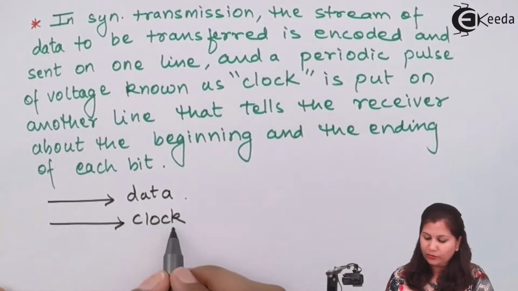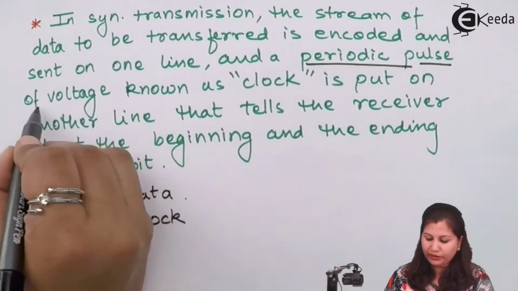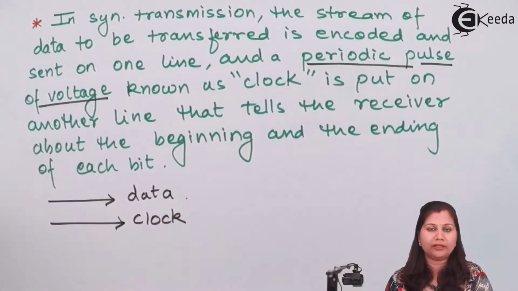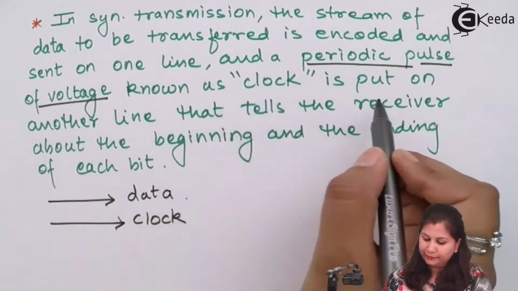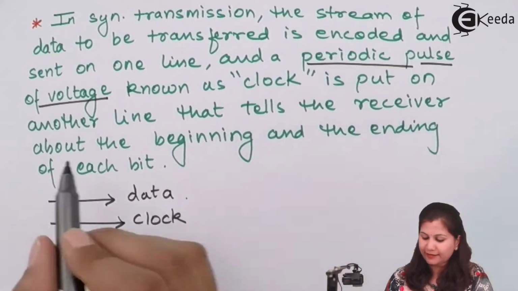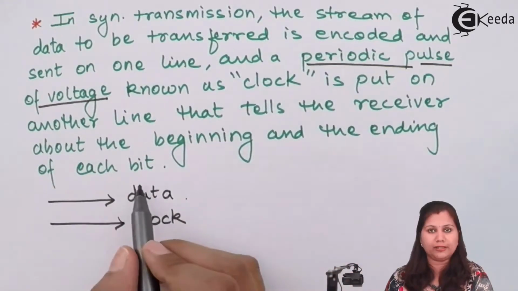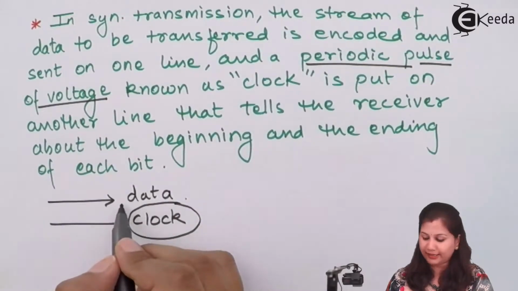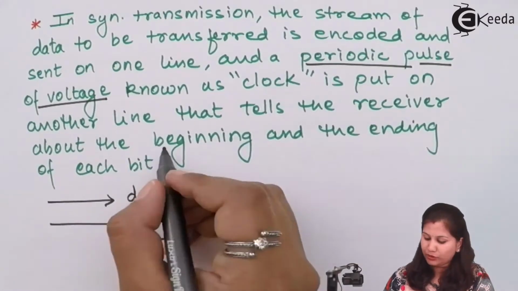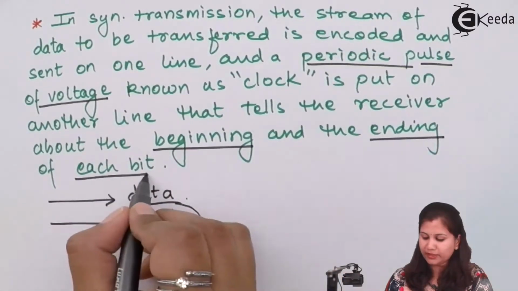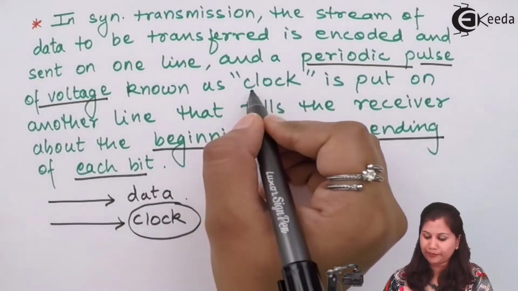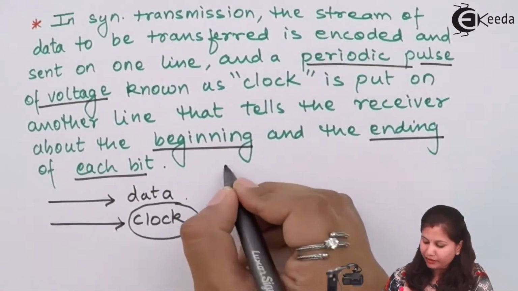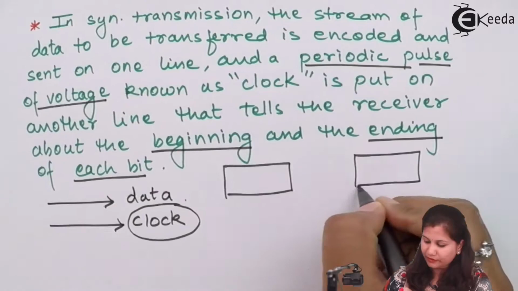This clock is a periodic pulse of voltage, and that periodic pulse indicates when the data is available on the second line. Since it is put on another line, it tells the receiver about the beginning and the ending of each bit. So this clock pulse indicates where the data is starting and where it is ending. The beginning and the ending of each bit is indicated by this clock, and the clock tells the receiver about it. Okay, so if this is the sender, this is the receiver.